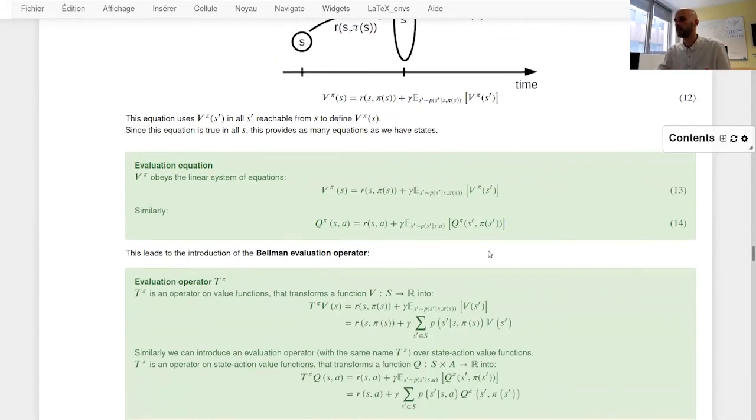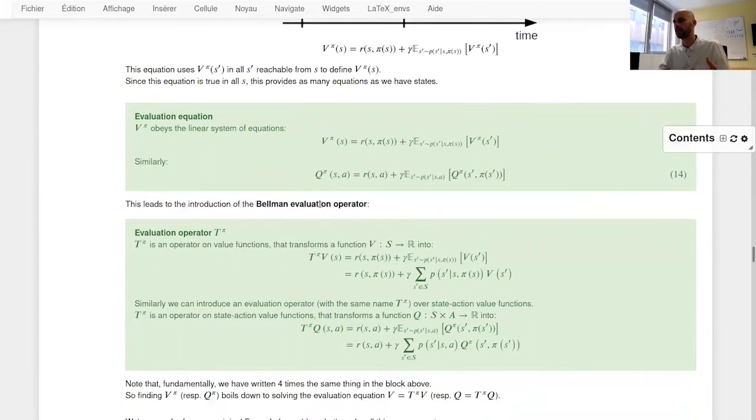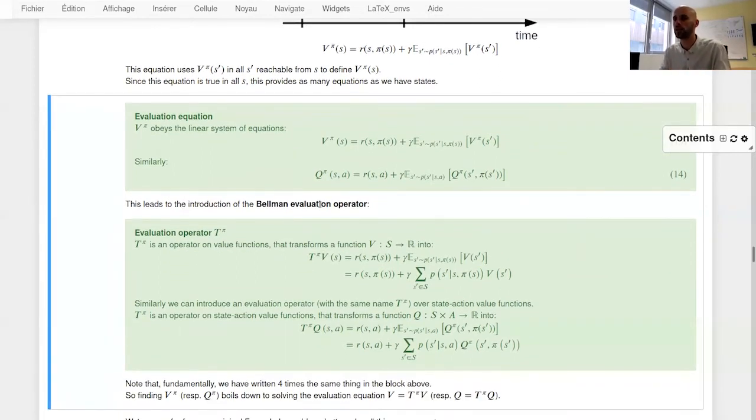And this brings us to the first notion about evaluating value functions. We have an evaluation equation that says V pi obeys the linear system of equations that for all S, V pi of S is equal to the immediate reward plus what I get on the long run. Similarly, Q pi of S, A is equal to the immediate reward R of S, A plus gamma, the expectation over S prime drawn according to P of S prime given S, A of Q pi of S prime, pi of S prime.